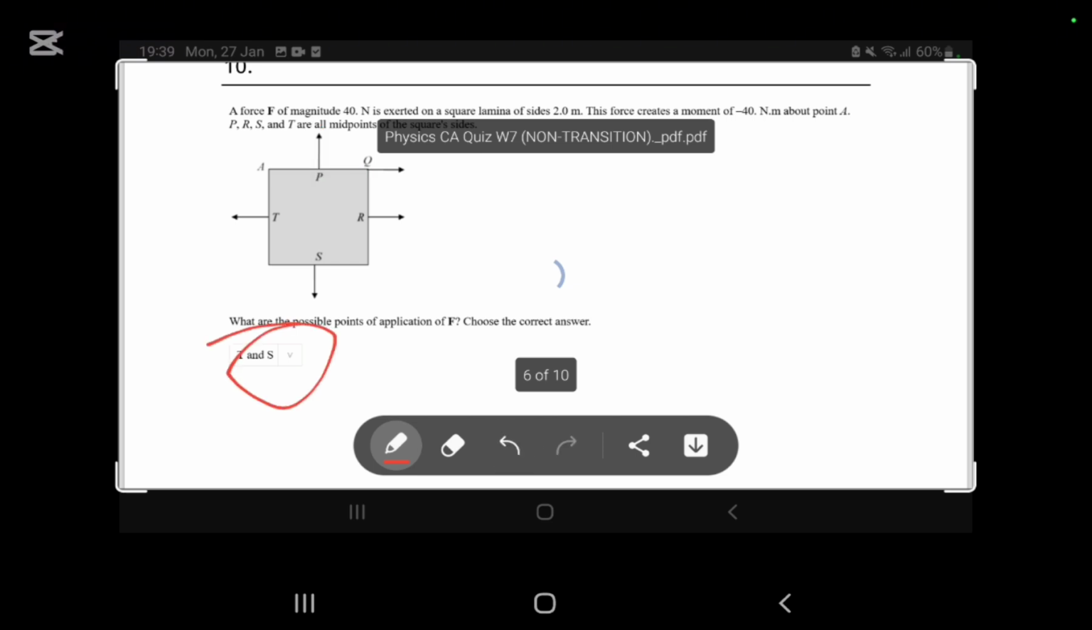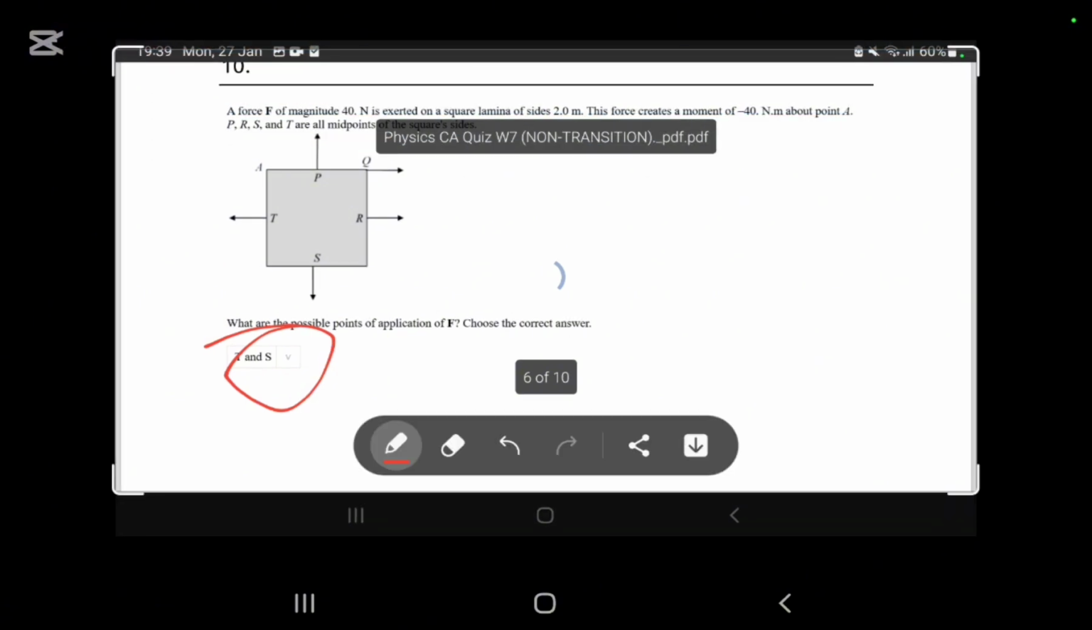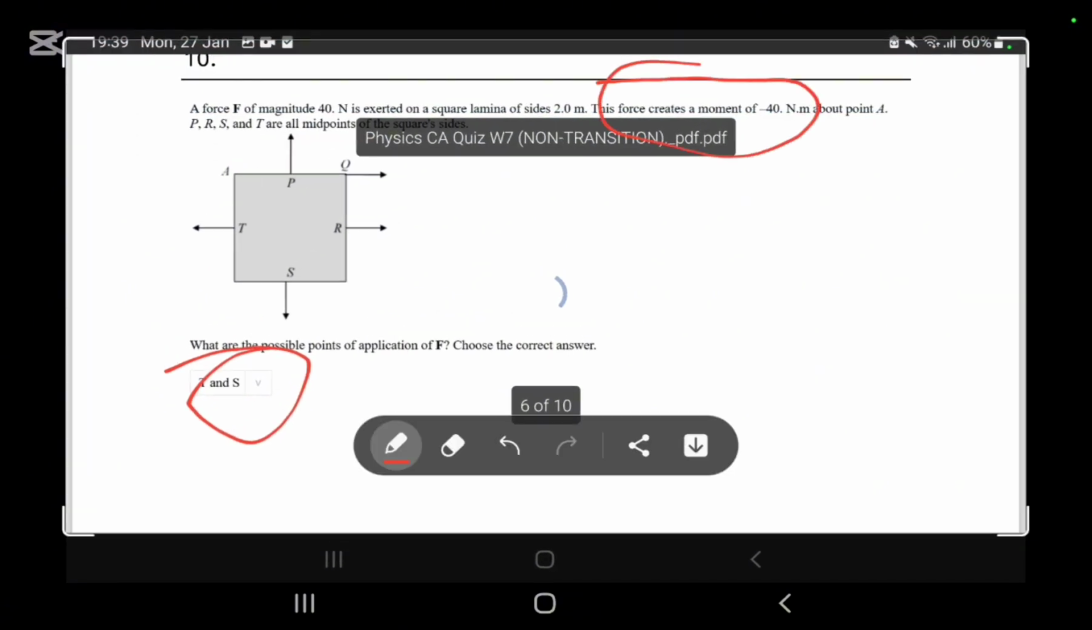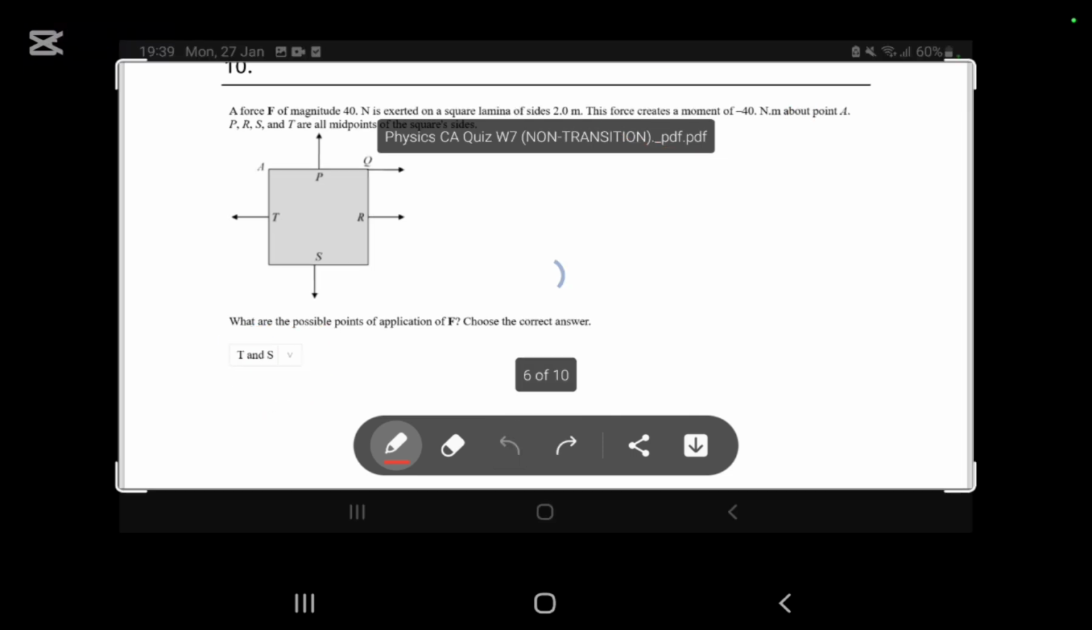Now why doesn't it say R here? They said that the force creates a moment of negative 40, which means that the force is moving counterclockwise like this. So which one of these forces will act counterclockwise? T. As I said before, use your phone, pen, pencil, eraser, anything. If you do the exact same thing, you'll get that T makes it go counterclockwise, and S also makes it go counterclockwise.